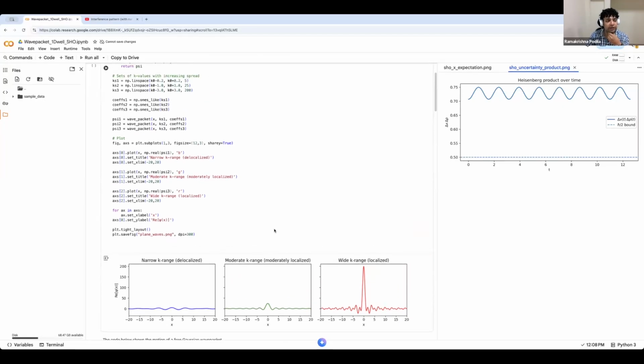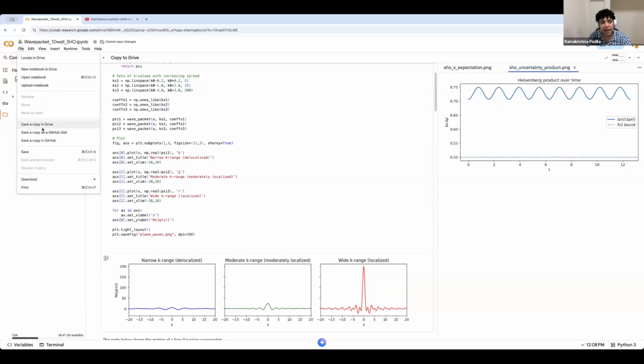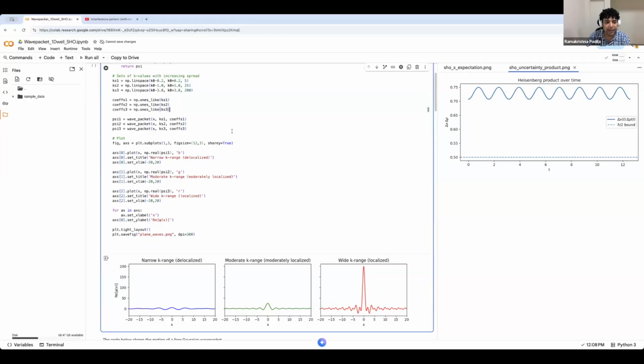The only thing that I would request is do not edit the code that we share here. You can make a copy. So you can go to file here and save a copy in your own drive and edit that, because if you edit here, then it will be problematic. So please save a copy in your own drive and edit that, or you can download the notebook as a Python notebook and edit it locally on your machine. So you can play around with this code.